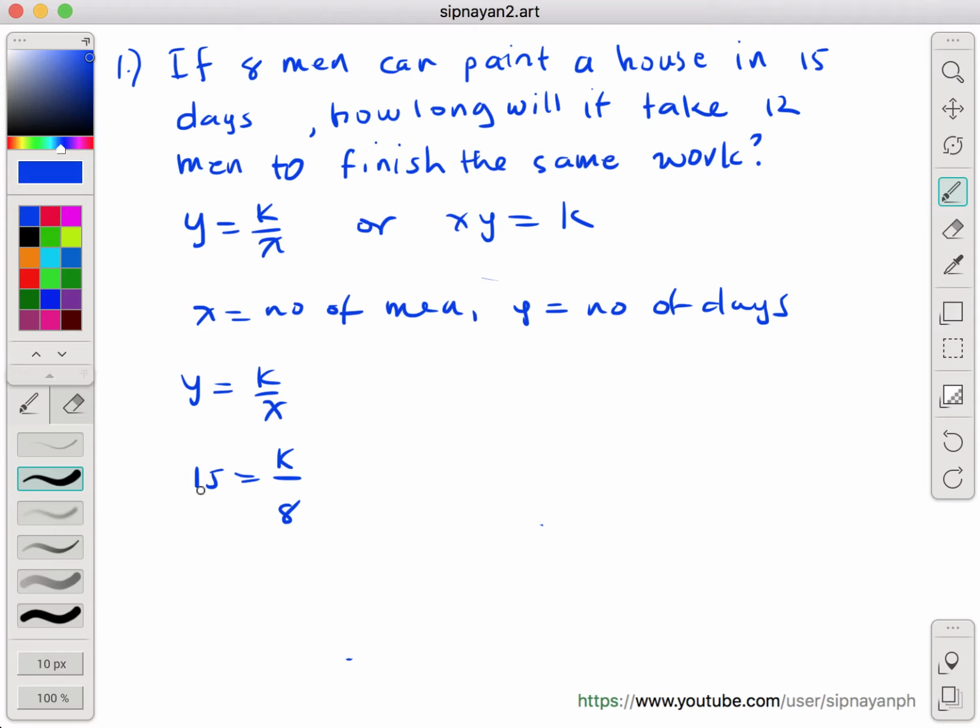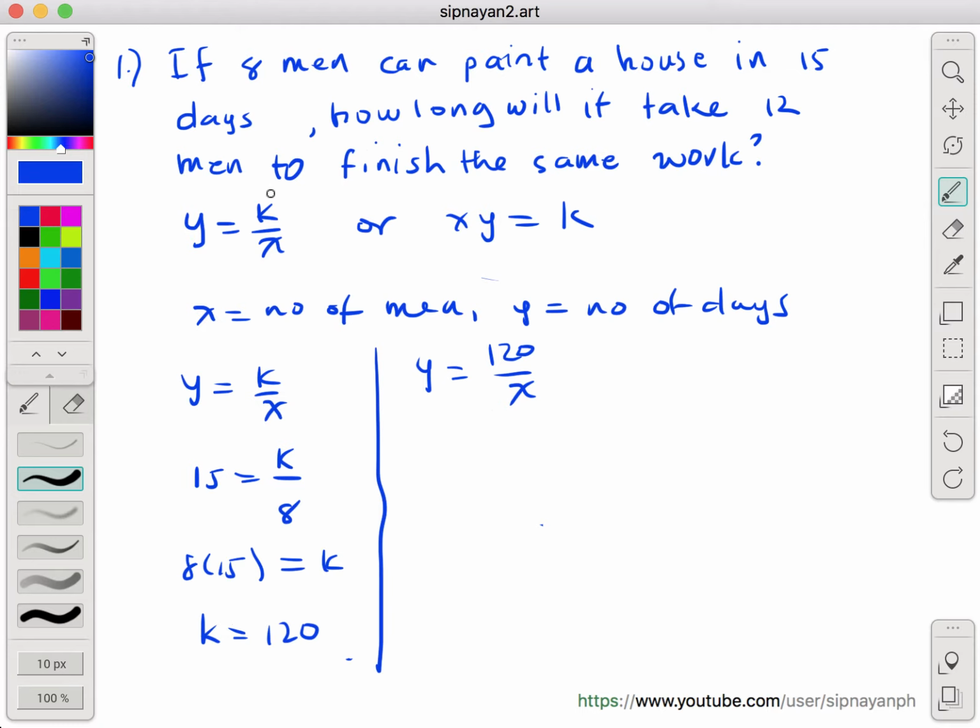Meaning, if we multiply both sides by 8, we have 8 times 15 equals k, no? Pag multiply ko lang ng 8, makakancel yung 8 natin dito. K na lang matitira. So my k is equal to 120. Pag minultiply mo yung 8 tsaka 15, 120 yan, no? Okay, so pag nakuha na natin yung k, pwede na natin siyang i-substitute sa original equation. We have y equals 120 over x, no? Kasi yung k natin ay 120 at sinubstitute natin dito. Kaya siya naging 120 over x.